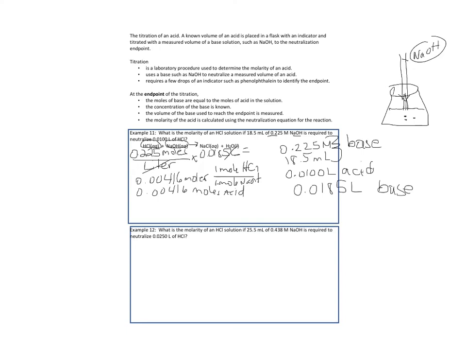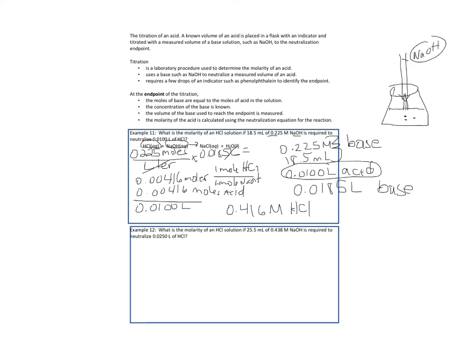Okay, how do we find the concentration of something? The concentration is measured in molarity, which is moles per liter. We know the moles of acid, and we know the liters of acid since it was given to us in the problem. That's what we put in our beaker. We put 0.0100 liters of acid. So to find the concentration of the acid, 0.00416 divided by 0.0100 gives us a concentration of 0.416 molar for my hydrochloric acid.